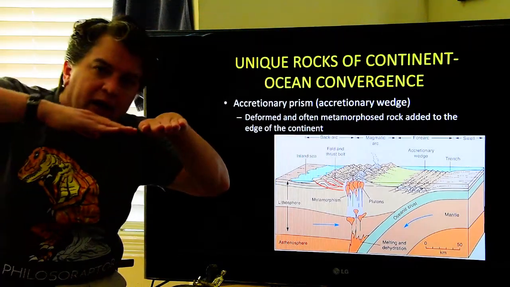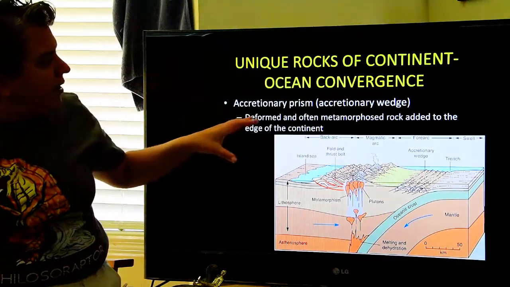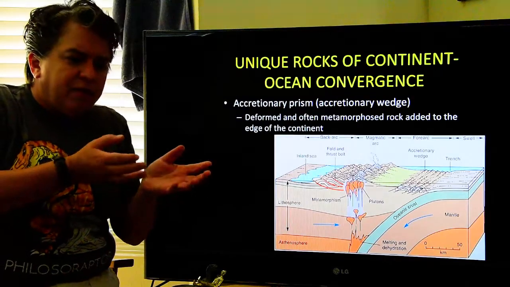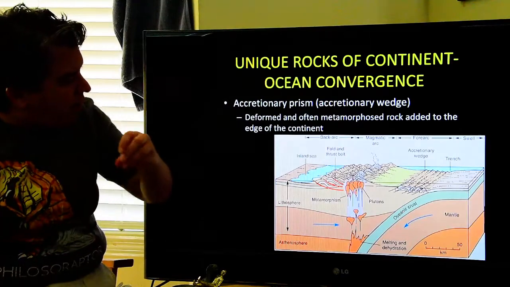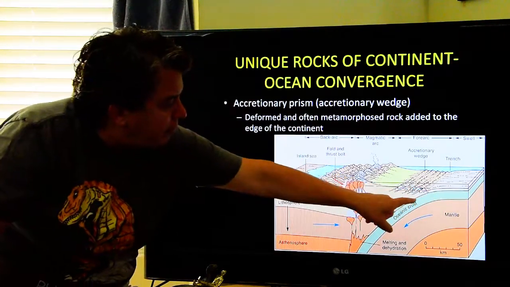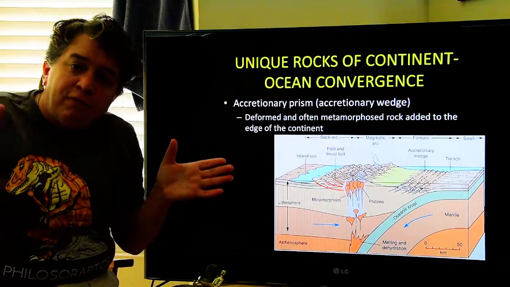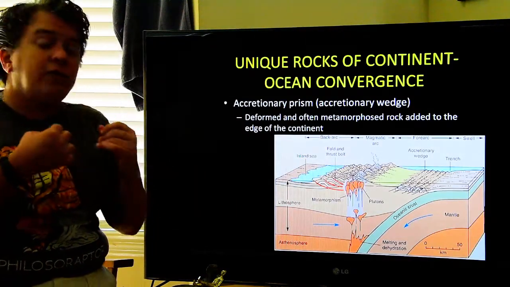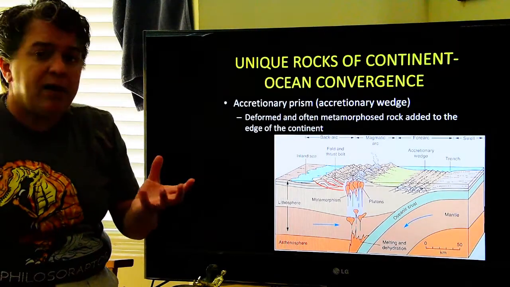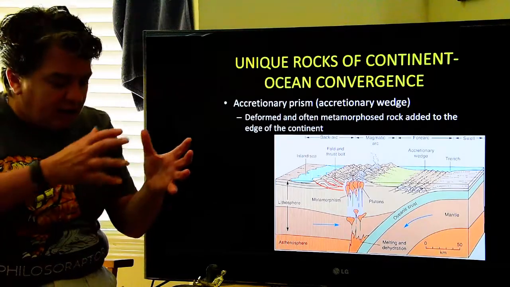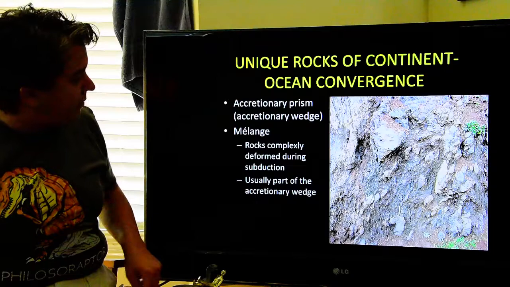And this forms where you have that one plate subducting. There's going to end up being these sediments and little bits of the ocean crust that get scraped off the subducting plate and added to the continent. Now, because of the forces involved, these are often going to be deformed and they're going to be metamorphosed. But basically that accretionary wedge is this stuff that's scraped off that subducting plate.